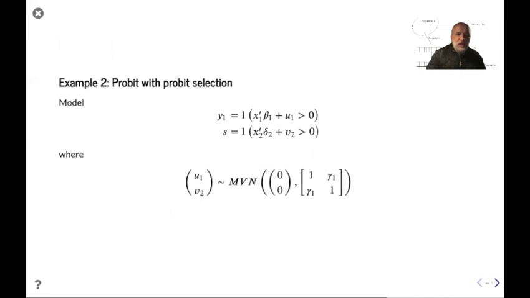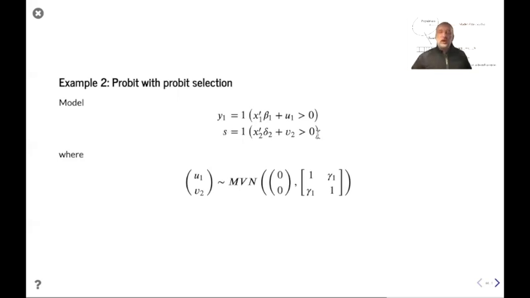So here's another example. That's an example with probit selection. Okay, so now the outcome variable y1 is no longer described by a linear regression model. It's described by a binary outcome model. For example, if u1 here was normally distributed, we could estimate this by a probit if we had a random sample of y1 and x1. Again, we have the same issue that we only observe y1 and x1 whenever the selection indicator is equal to 1.